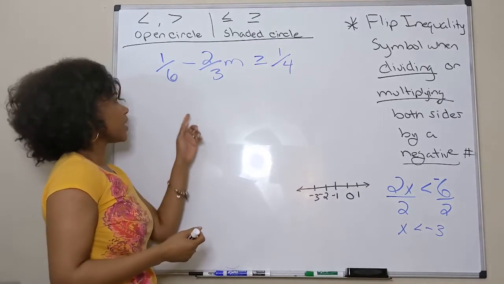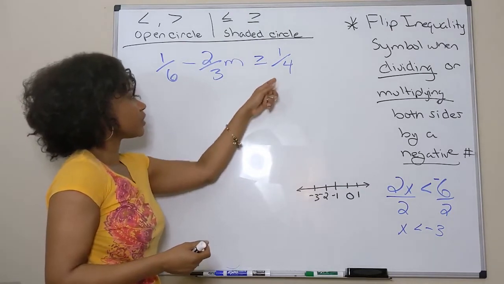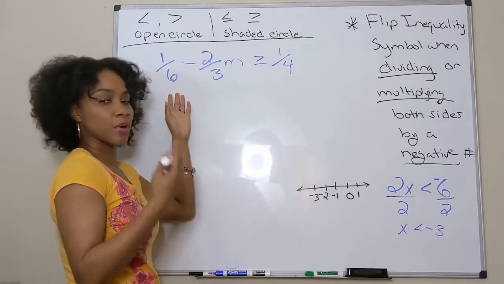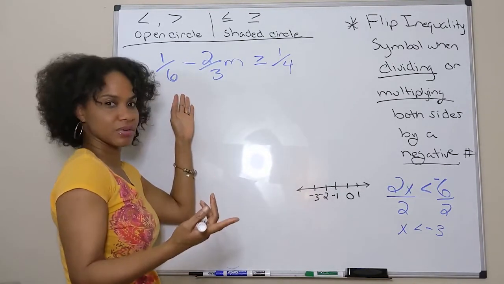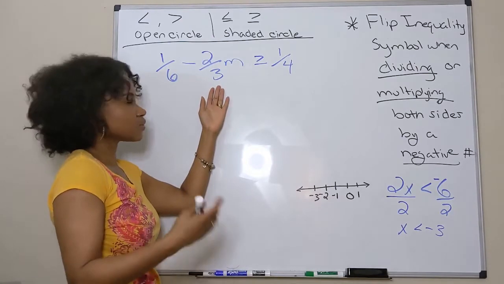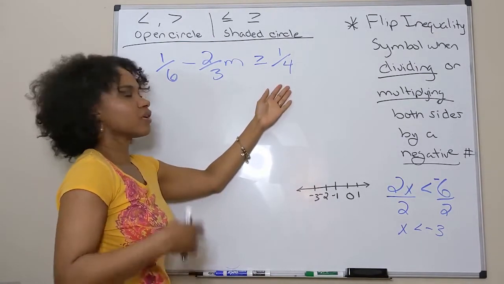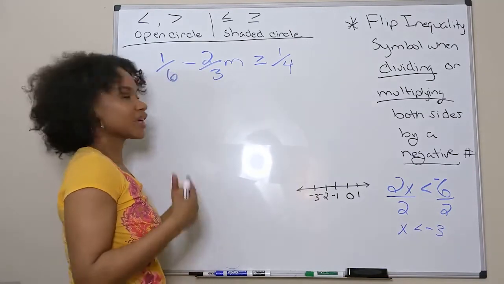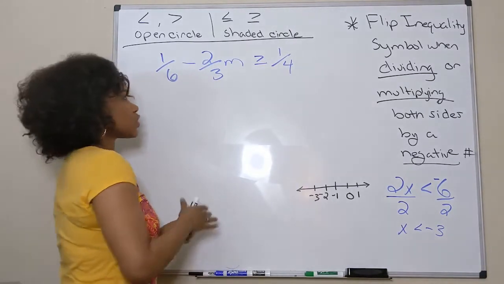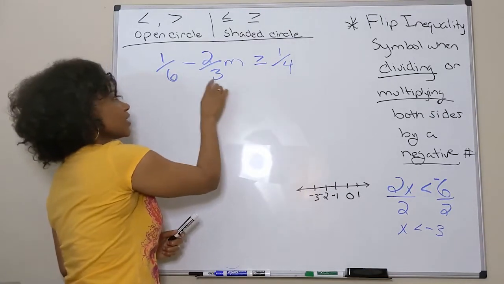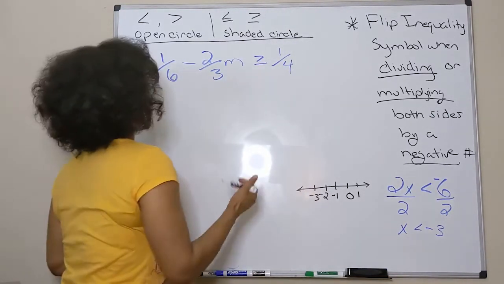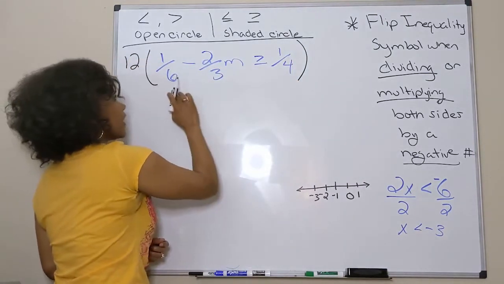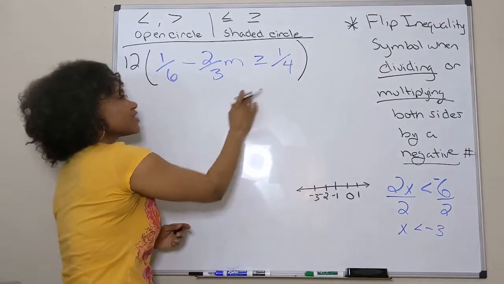All right, so my denominators here are 6, 3, and 4. My multiples of 6 are 6, 12, 18, and so forth. Multiples of 3 are 3, 6, 12, and 18. Multiples of 4 are 4, 8, 12. What number keeps being repeated is 12. So 12 is my least common denominator between these three denominators. So I'm going to multiply everything by 12, and that way it's going to eliminate all of these fractions here.